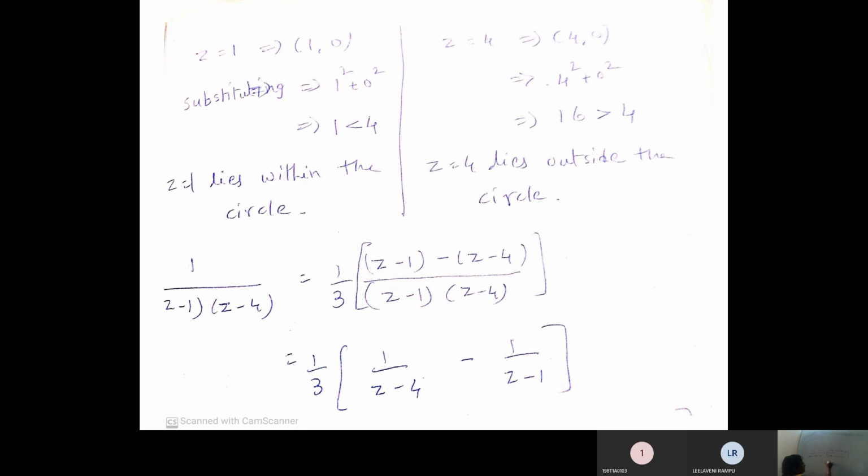So 1 by 3 into [(z minus 1) by (z minus 1)(z minus 4) minus (z minus 4) by (z minus 1)(z minus 4)]. So 1 by 3 into [1 by (z minus 4) minus 1 by (z minus 1)]. If you go by the A B method also, you will get A is minus 1 by 3, B is plus 1 by 3. If you can't understand this, you can use that method, A by (z minus 1) plus B by (z minus 4). Next.